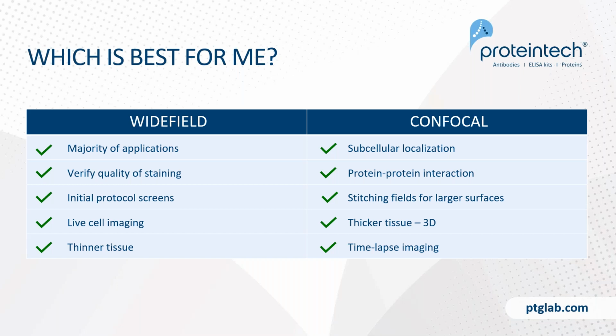Confocal is excellent if we're looking at subcellular localization or protein-protein interactions with our targets. You can also get high-resolution large images by stitching together fields. As mentioned, confocal is perfect for thicker tissue as it enables us to build up a 3D picture using our Z-stacks. You can also get time-lapse imaging through special software with confocal microscopy.